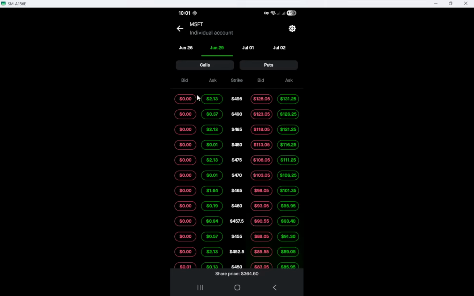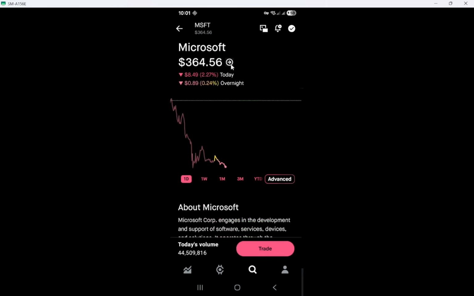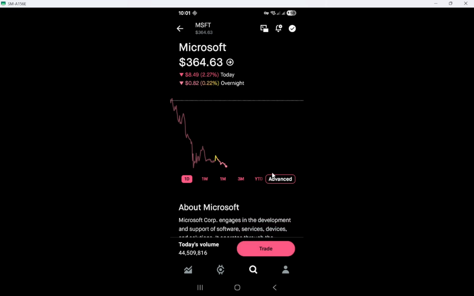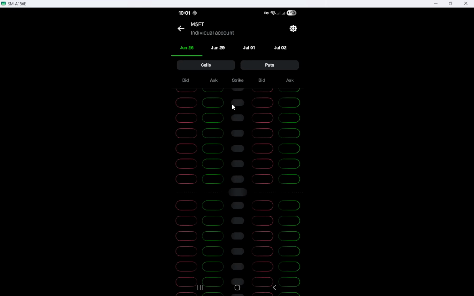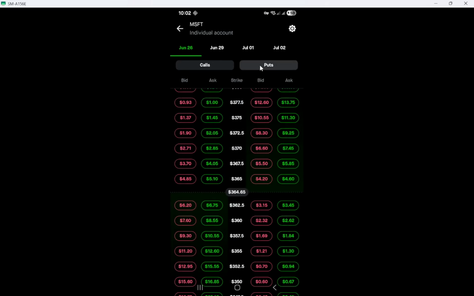Now let's talk about strike prices. The strike price is the price at which the option can be exercised. For example, if a stock is priced at $100 and you buy a call option with a strike price of $105, the stock must rise above $105, plus the premium you paid, for you to profit at expiration. This is crucial for determining the potential profitability of your trade.